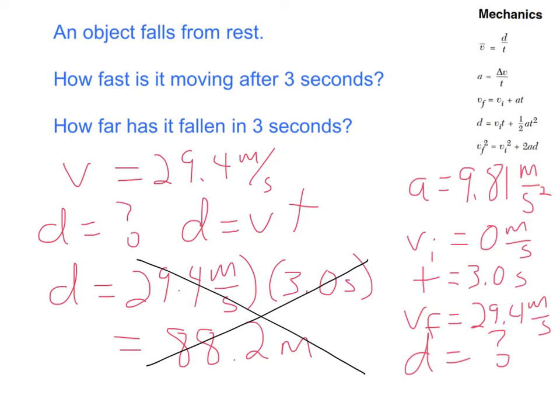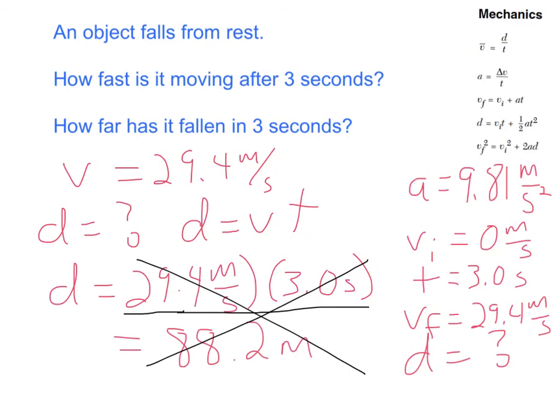First of all, what's wrong is that this number, 29.4 times 3, would be how far you would go if you were traveling at a speed of 29.4 meters per second for 3 seconds. But I'm not going 29.4 meters per second for 3 seconds. Doing this results from a wrong understanding of what acceleration is.